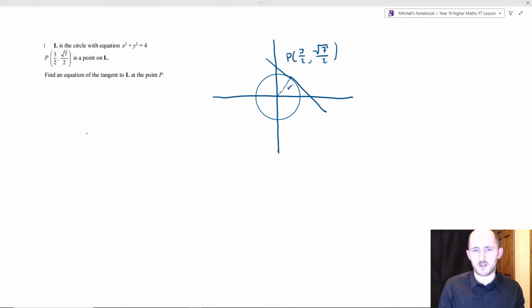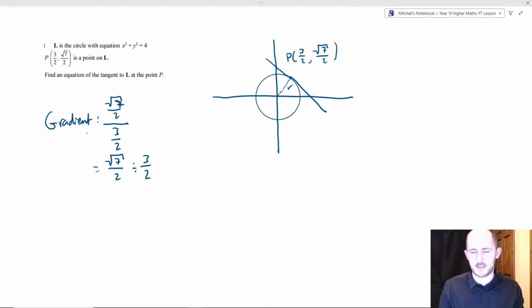So the gradient is just going to be root 7 over 2 minus 0, so I'm not going to bother writing the 0, and then divided by 3 over 2. I'm doing this kind of slowly, so if you've done this in your head already, well done. But I just want to make sure everyone's on the same page. Fractions are just division, so you can write it like that. Remember, when you do a division, keep flip change, so it becomes times 2 over 3.